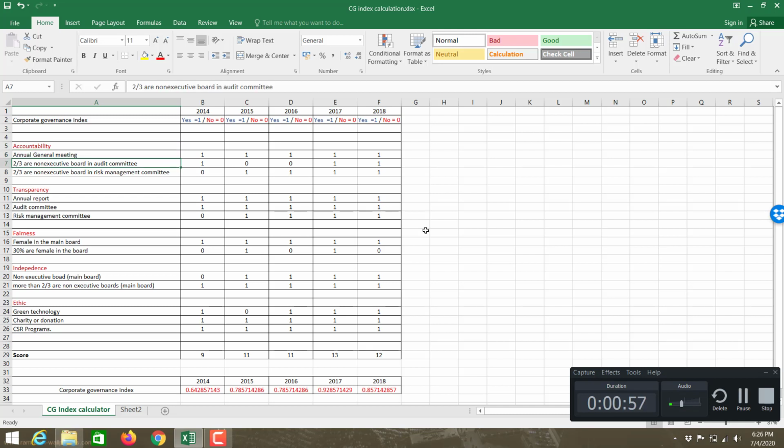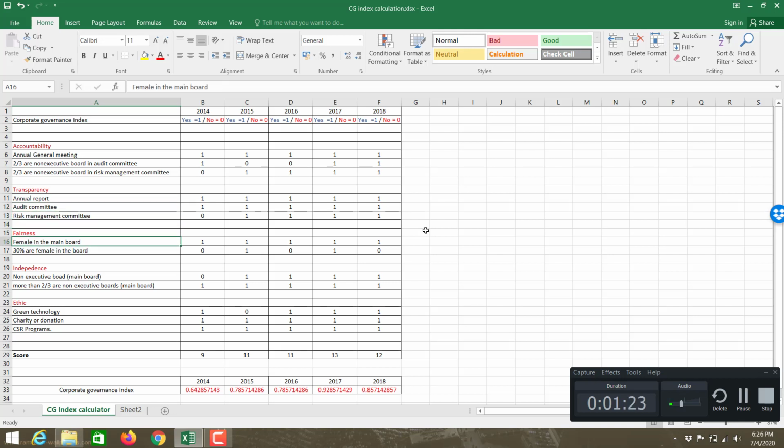For accountability, we use annual general meeting as proxy, or 2/3 non-executive board members in the audit committee, or 2/3 non-executive board in the risk management committee. This is basically to find out about accountability. And for transparency, we look at the disclosure: disclosure of annual reports, audit committee, risk management committee.